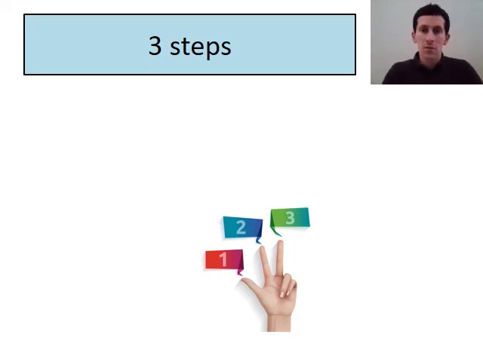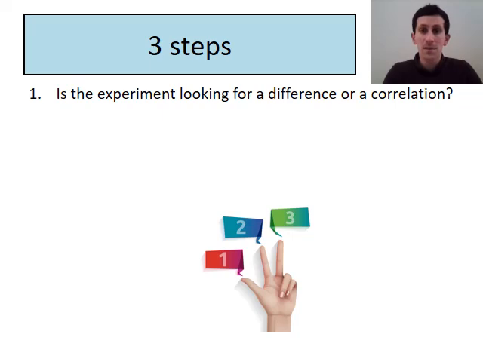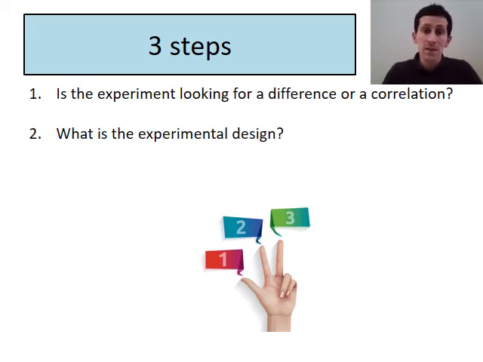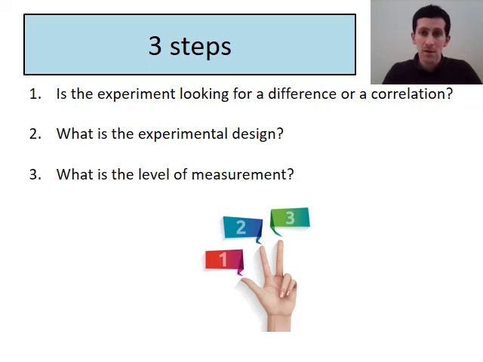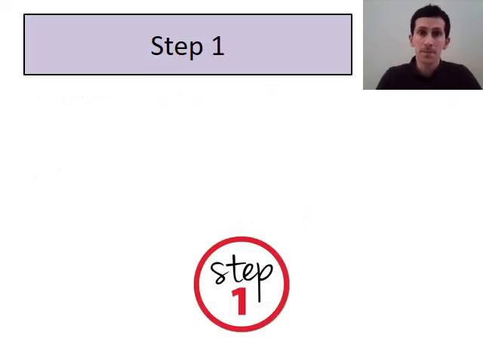So we're going to look at 3 different steps when you get one of these questions. Firstly, you've got to know whether the experiment is looking for a difference or a correlation. So is it a correlation study or is it an experiment? 2, what is the experimental design? And 3, what is the level of measurement in the study you've been given? So we're going to go through these 3 steps. By the end of it, you should know which test to be picking when.